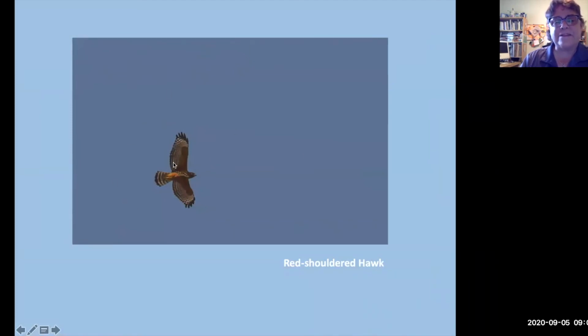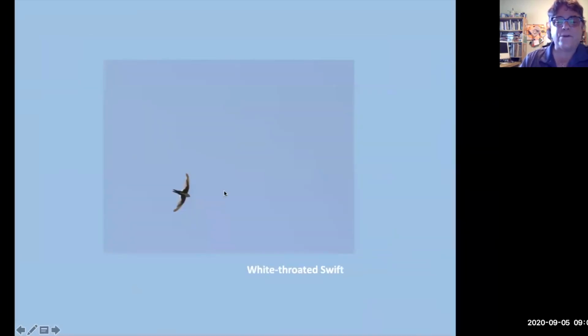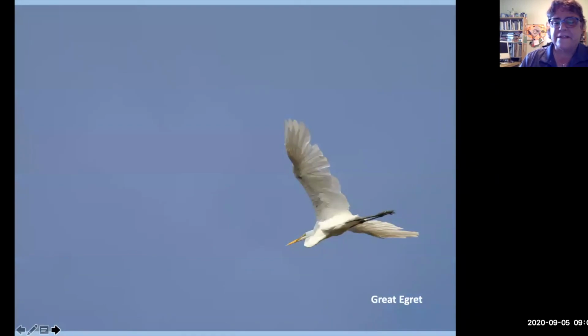And then this is a red-shouldered hawk, very vocal hawk. But I always think this looks like a checkerboard. So if I see a checkerboard up in the sky, I know that it's a red-shouldered hawk. And then a white-throated swift. These were probably born up in the Malaga Dunes area. So probably flew quite a ways to come to hunt over the Bixby Marshlands. And this is a great egret. This one was flying down the Wilmington Drain towards the ocean.